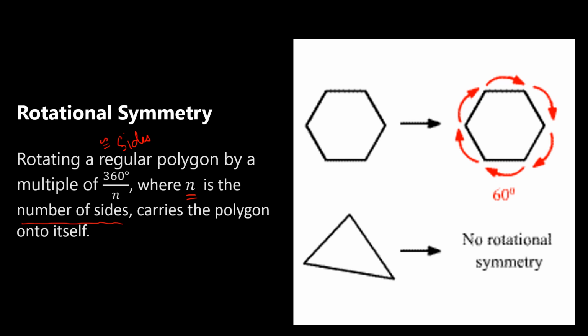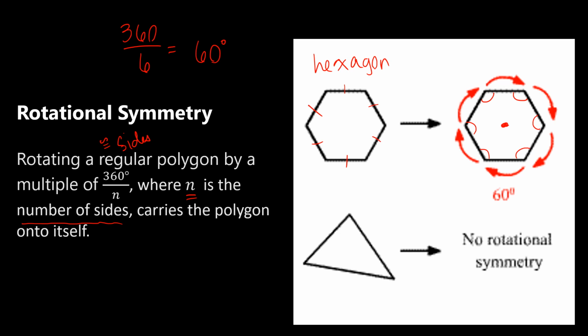As you can see here, we have a figure that has 1, 2, 3, 4, 5, 6 sides. A six-sided figure we know is a hexagon with 6 sides. This is what we would call a regular hexagon because all of the sides are the same. If I take that hexagon and divide the number of sides into 360, I get 60. 60 represents the number of degrees, or the amount I can rotate this figure about its center that's going to allow me to carry the figure onto itself.